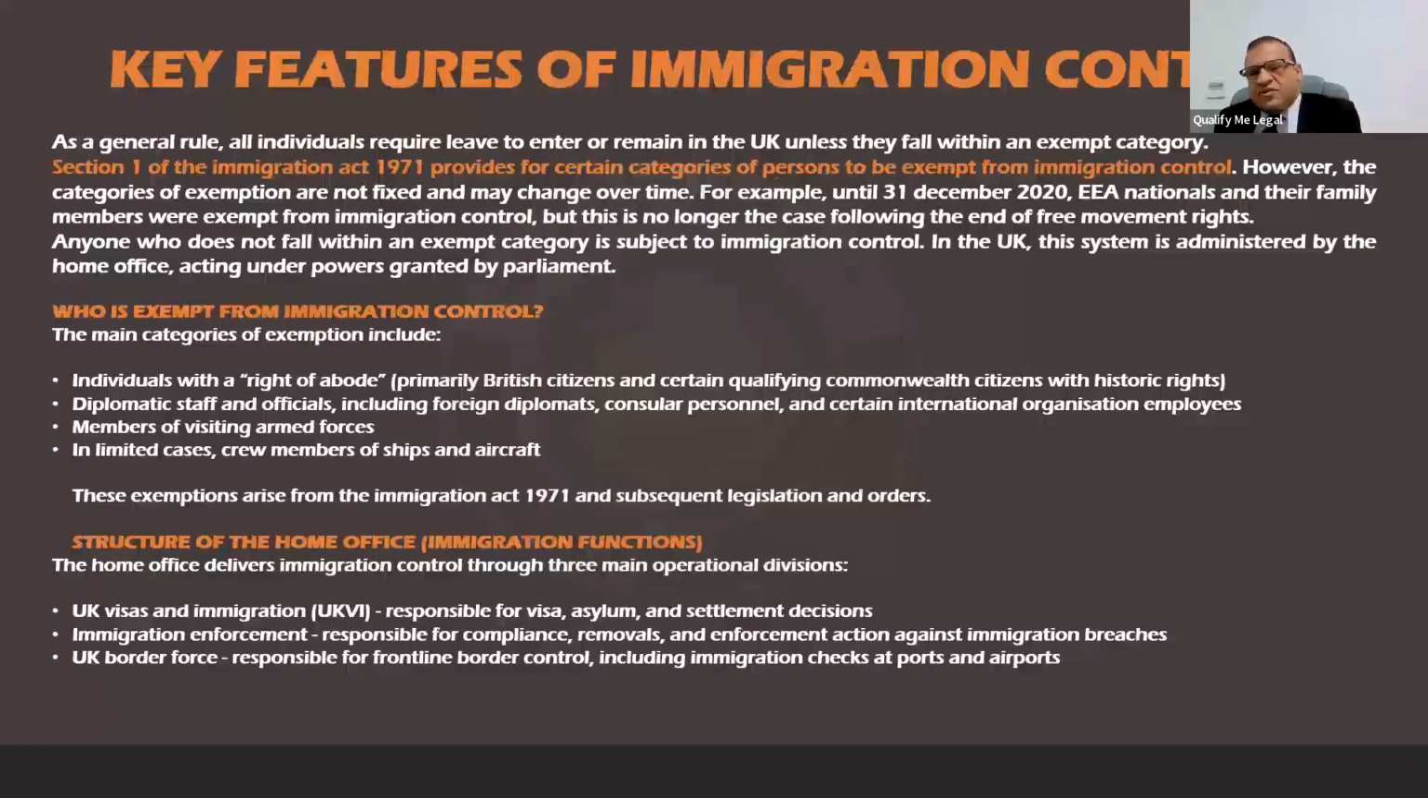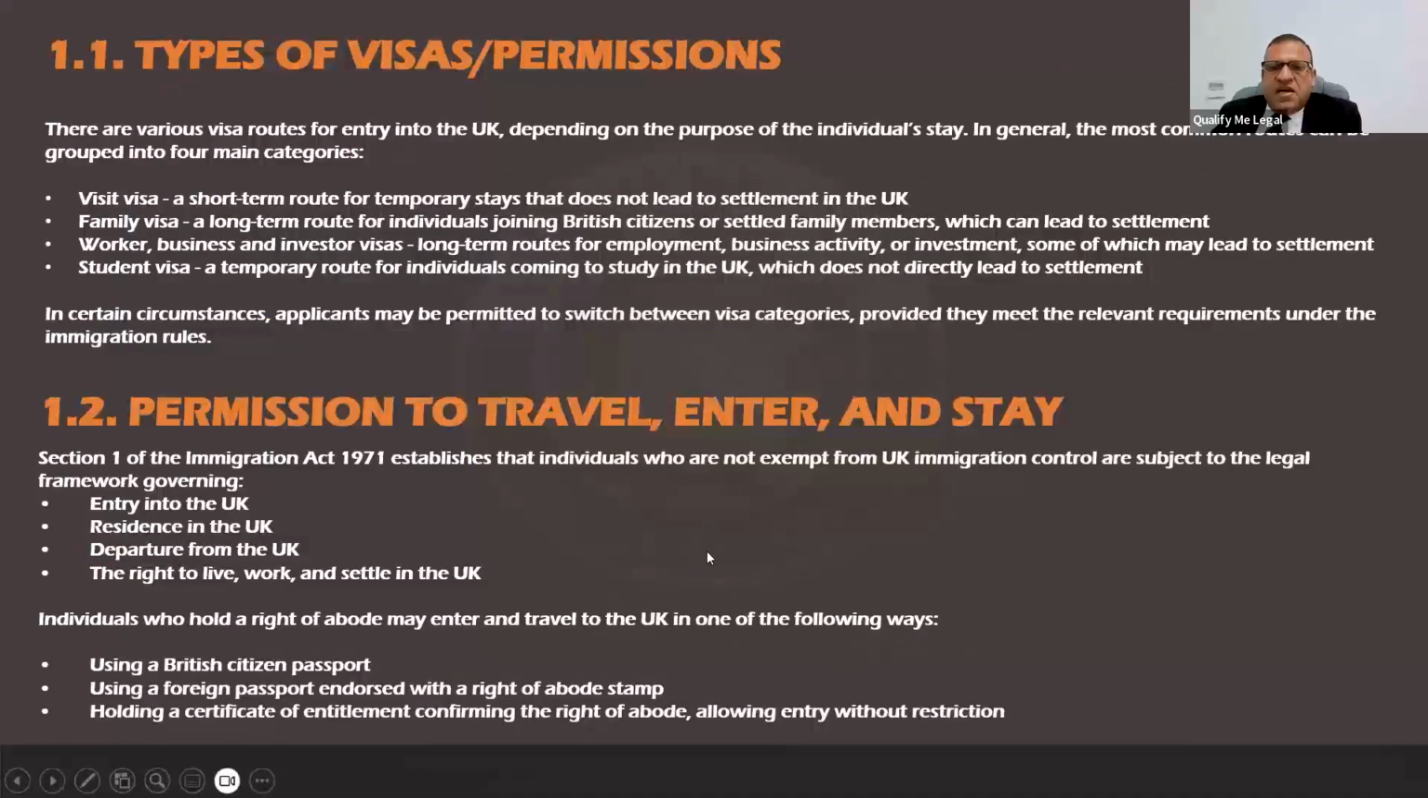Then we have the third category, which is called UK Border Force. UK Border Force is basically responsible for frontline border control, including immigration checks at ports and airports. So these are the three important teams of the Home Office. I hope all of you understood it very properly. Let's move on to types of visas and permission.